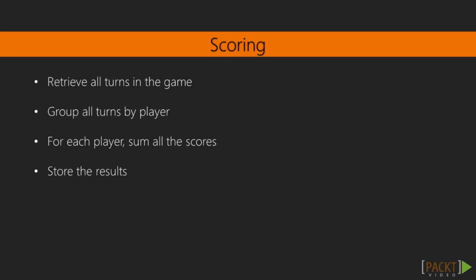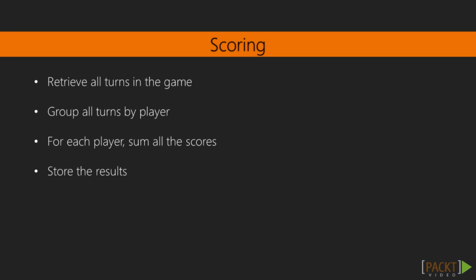In this case, the scoring will be a simple matter of tallying up all the scores of the players throughout the game. Now, if you're familiar with other similar games, you might notice that we're not giving out bonuses or deductions for going out or having tiles left in the tray. Feel free to add these later, but for now we're going to skip that. Thus our scoring will be simply to retrieve all the turns, group them by player, sum their scores, and store the results on the game.